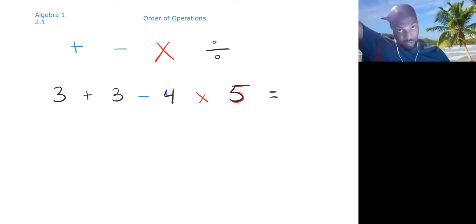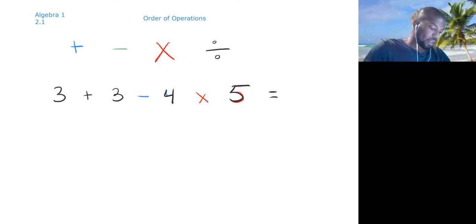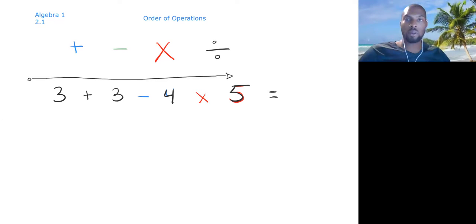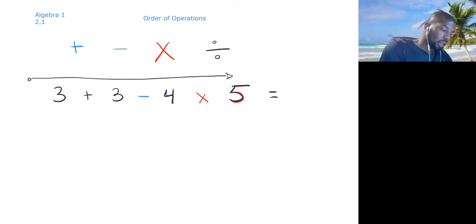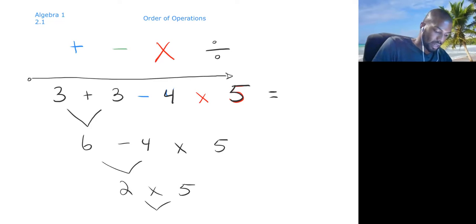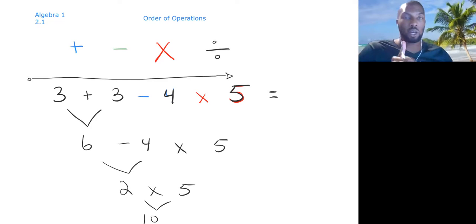Well, what used to happen is that people would just start wherever they wanted to, right? They would say, I can start all the way over here at the left and just work my way over to the right. That's what some people said. And what happened was you get 3 plus 3, that'd be 6, and then you just keep going. Minus 4 times 5, 6 minus 4 is 2, and then you'd have 2 times 5, and then you get 10, right? So this answer would have been 10 if you get to choose whichever way you go.